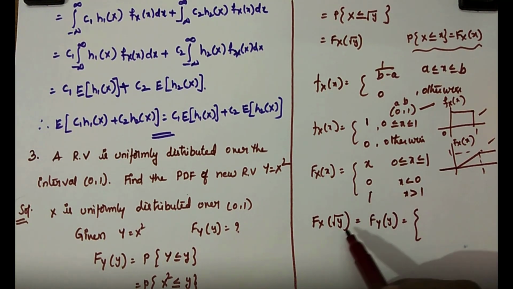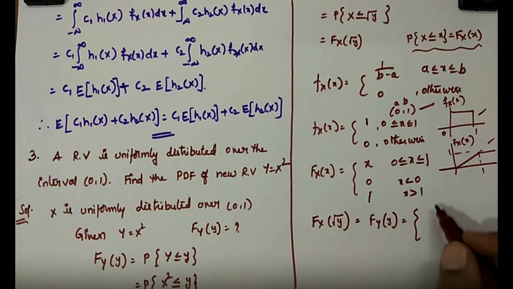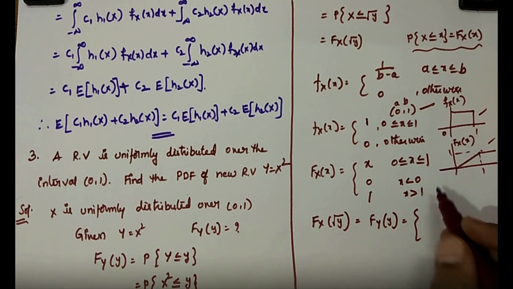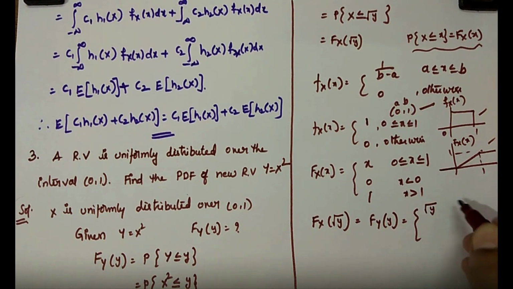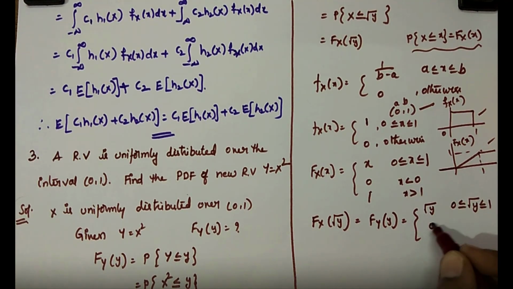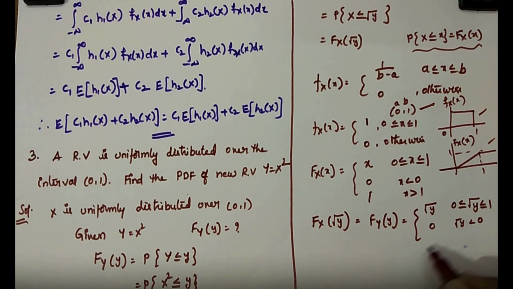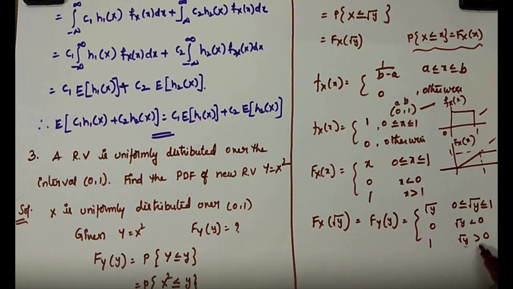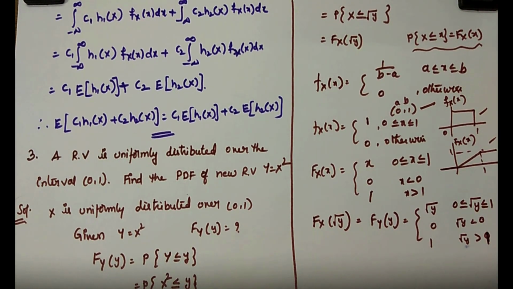So now in the place of x you simply substitute root y. That's all. So in the place of x you simply substitute root y. So root y in the limits 0 less than or equal to root y less than or equal to 1, 0 for root y less than 0 and 1 for root y greater than 1. This is your fy of y. That's all.